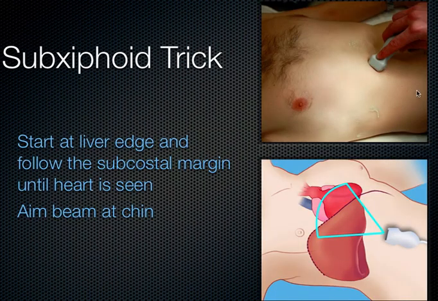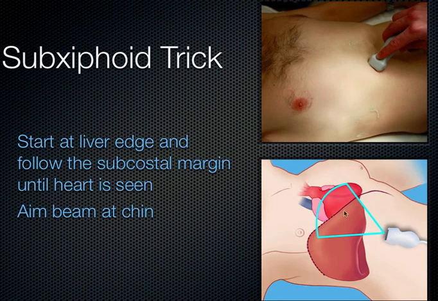So you start with the indicator of the patient's right, looking underneath the costal margin at the liver, using the liver as your window. Now, if you have a patient who's got a very small liver from drinking too much alcohol, you cannot obtain a decent subxiphoid view. But the trick is to look first over here at the liver and then slide the probe slowly right up into that subxiphoid notch, aiming the beam towards the chin.